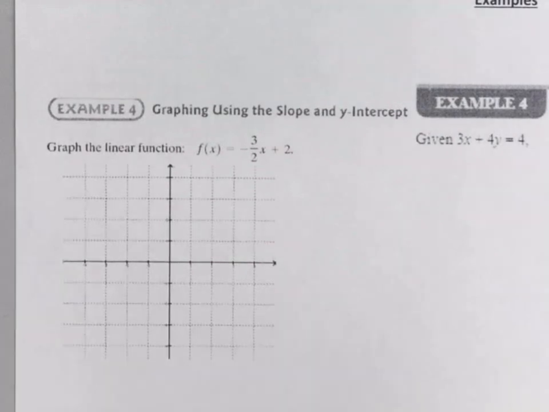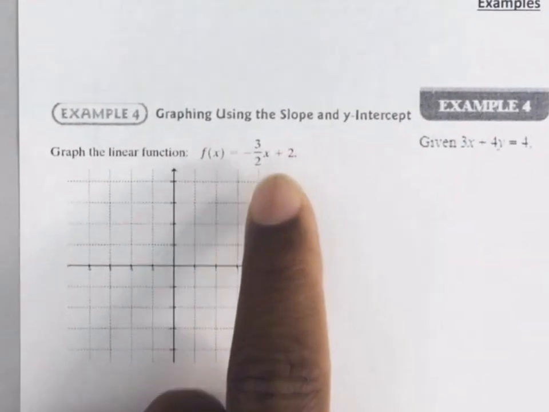How do you start graphing this function? What do you do first? Put a point on 2. Yep, that's exactly where I would start.